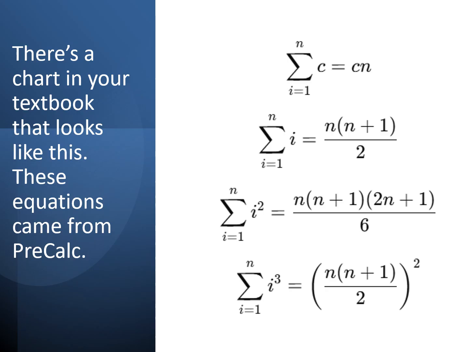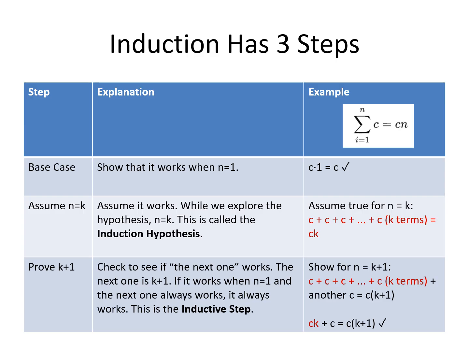So induction is 3 steps. The first one is the base case. So you show that it works when n equals 1. And then the next thing that you do is you assume that this equation is true. And so we're going to call that the induction hypothesis. And because it's a hypothesis, as mathematicians, we can't use the same variable. So we switch out our n's for k's.